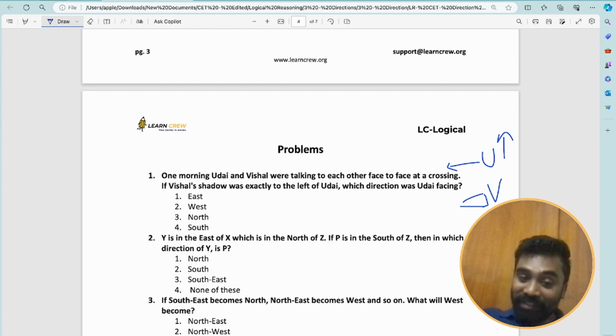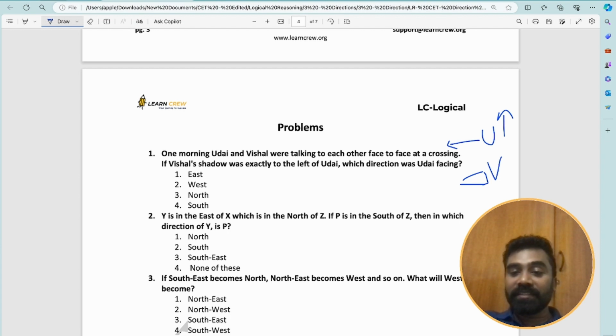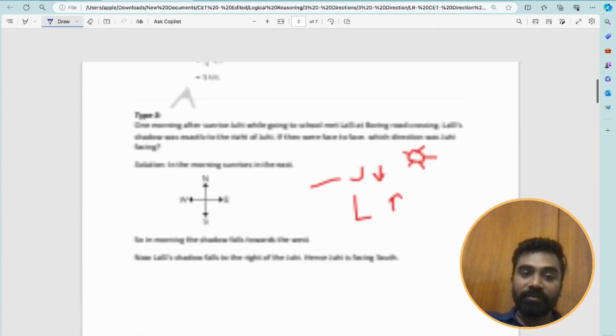Now this one you can just give a try. The next two questions, whatever is available here, you can just give a try. Y is in the east of X, which is in the north of Z. If P is in the south of Z, then in which direction is Y from P? Slowly start drawing it, then answer the question. Do not just jump into conclusions. If southeast becomes north, carefully, even the cardinal directions are coming into the picture. Southeast becomes north, northeast becomes west, and so on. What will west become?